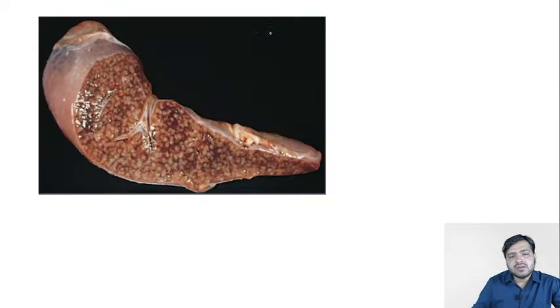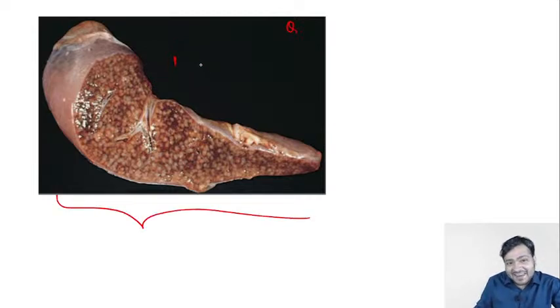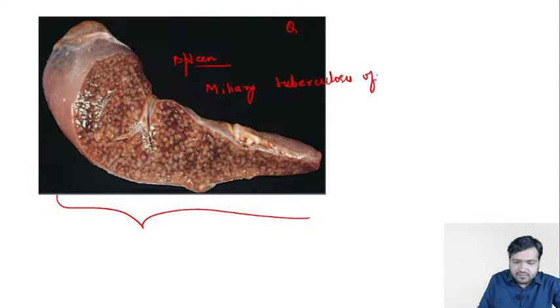Coming on to this particular question, I think this has been asked recently, guys. This particular structure, what is this organ? Firstly, you should remember, it's not the lungs. It's the spleen, guys. And remember that it is the miliary tuberculosis of the spleen.